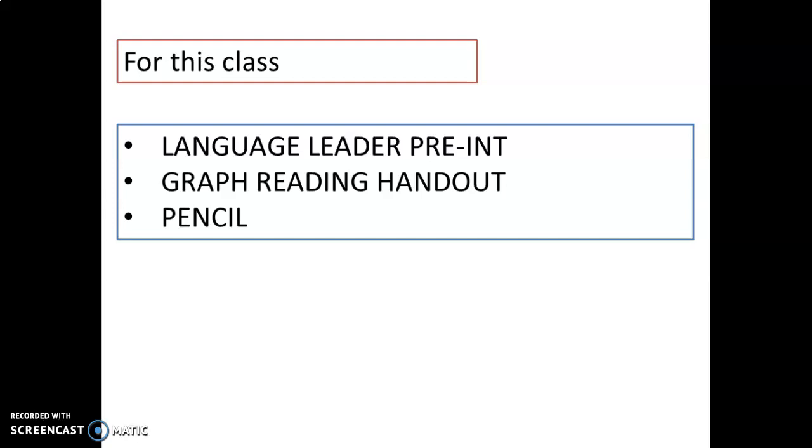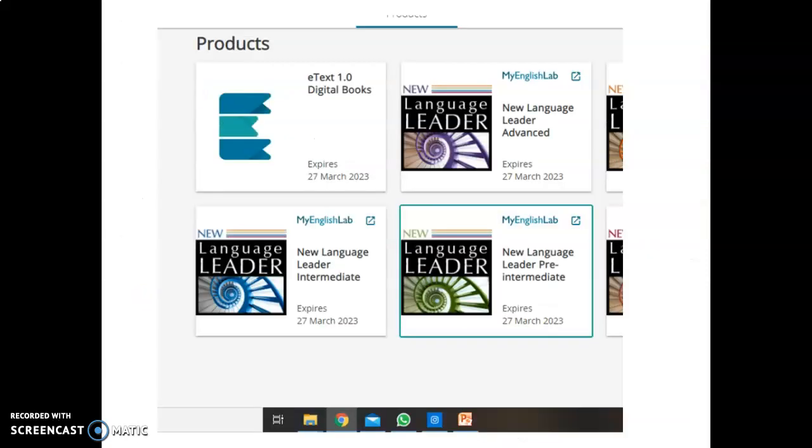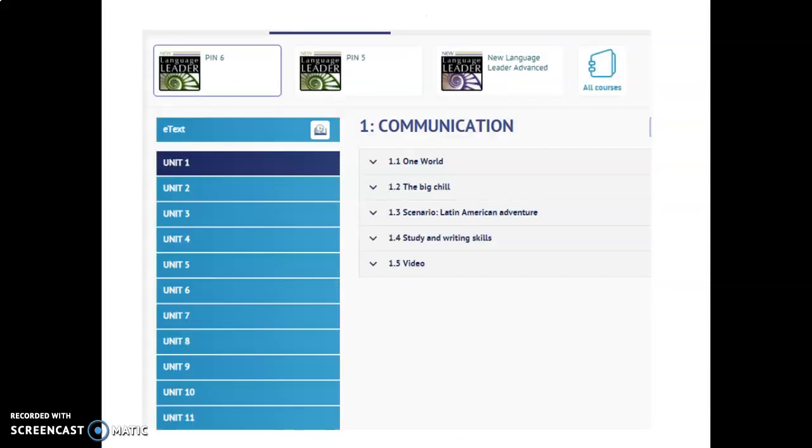First, we're going to start with the book, Language Leader. If you don't have the hard copy of the book with you, you can get it from My English Lab, which we sent you the other day from G-Class. We sent you the details. So after you go into My English Lab, sign in. When you sign in, you need to put in your username and password. After that, you need to choose your book, which is pre-intermediate level. Then you will have this page.